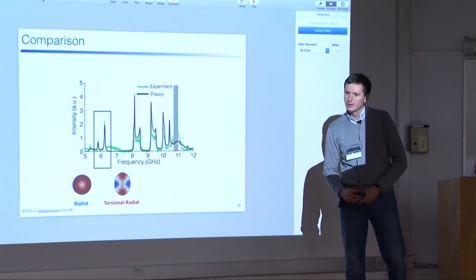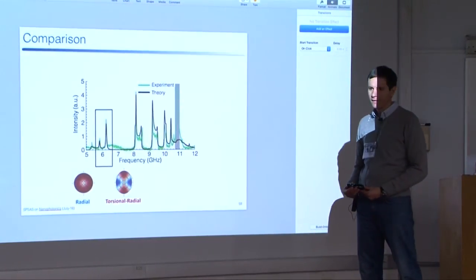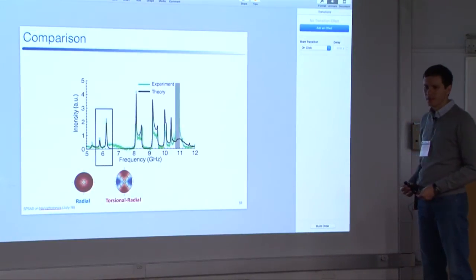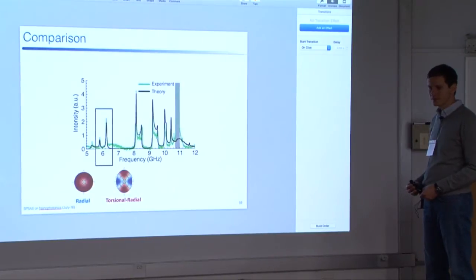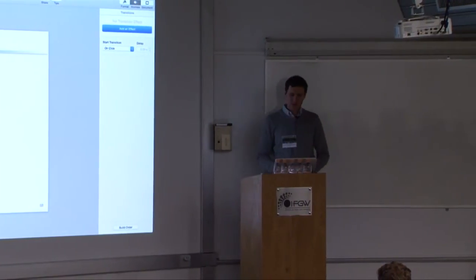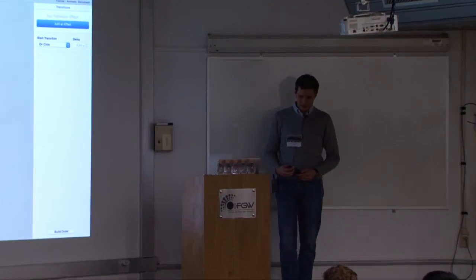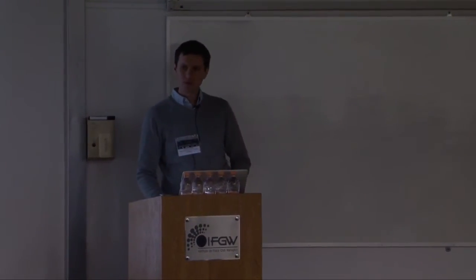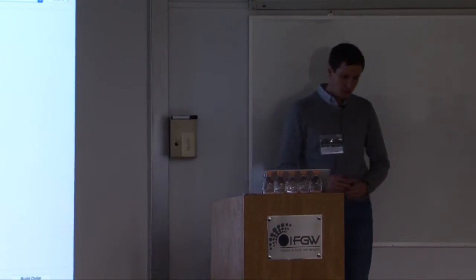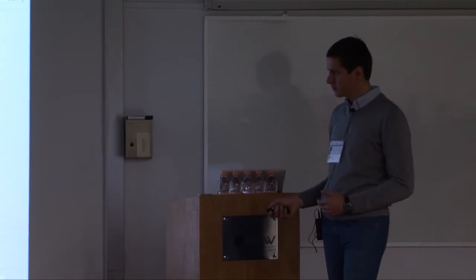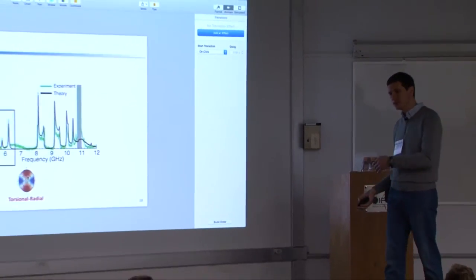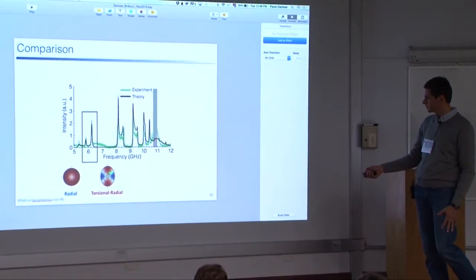How does the specific mode that's going to be excited depend on the polarization of the incident light? I want to know if you can excite a radial mode with linearly polarized light. That's a good question. Yes, you can excite a radial mode with linearly polarized light. In fact, the radial mode does not depend on the polarization. But the TR mode does depend on the polarization. If you control the polarization to circular to the left or circular to the right, you change its phase. So this is polarization dependent. This is not.